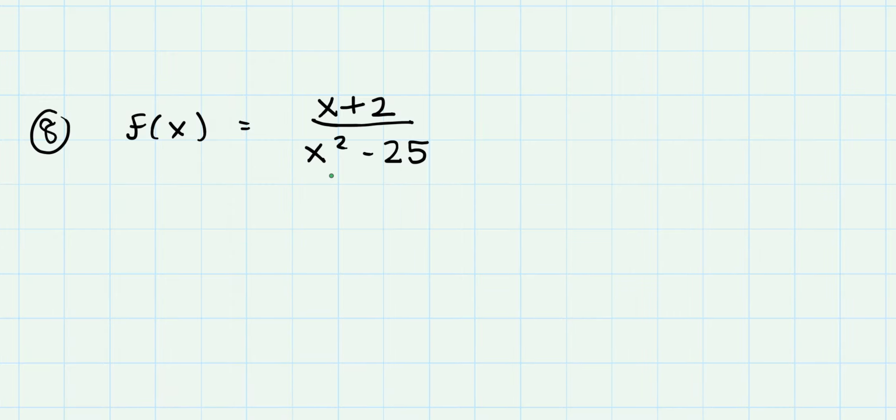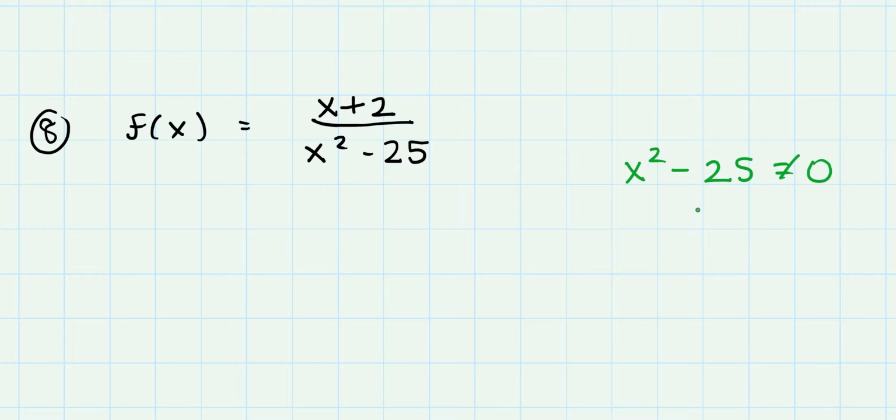Okay, next one. X plus 2 over x squared minus 25. Again, don't worry about the numerator. It's the denominator we have to pay attention to. So this x squared minus 25, this cannot equal 0.